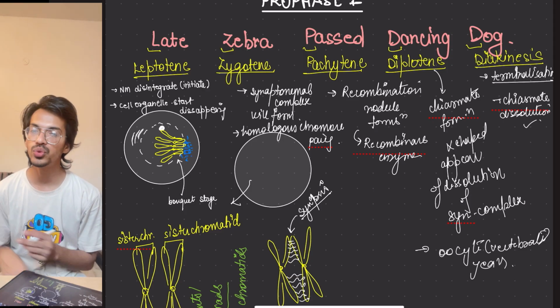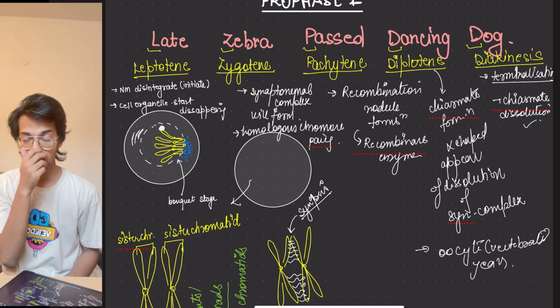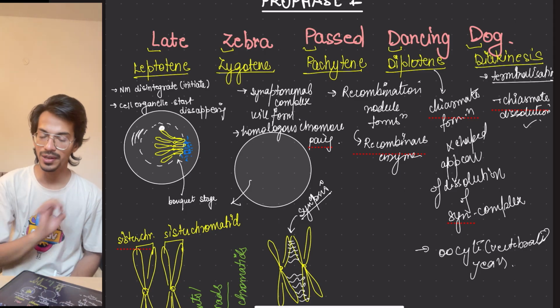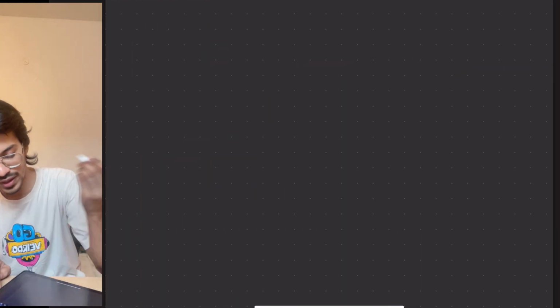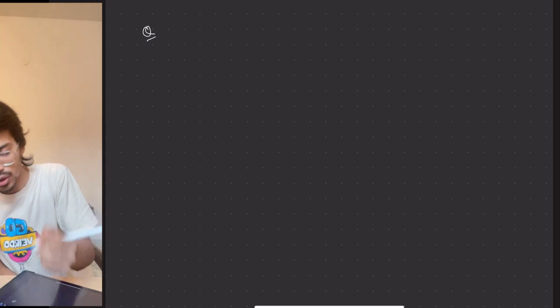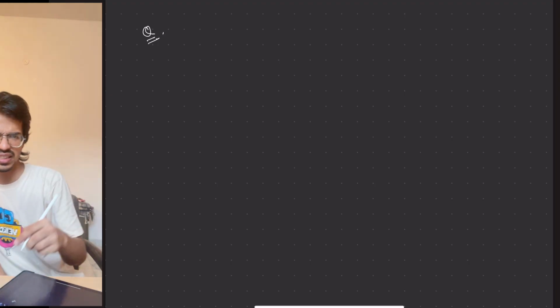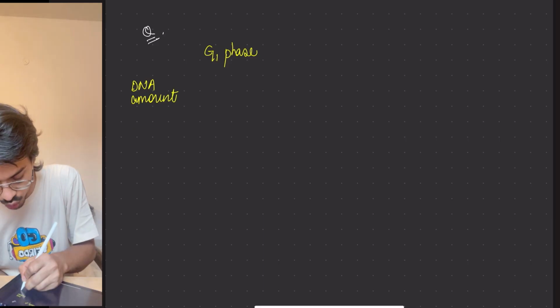Now we will try to do two questions. One is from the G1, G0 topic and another one is from this topic, which can come to you. I should have written those questions beforehand, but it's okay. The question context is the G1 phase: what is happening with the DNA amount, and what is happening with the chromosome number.